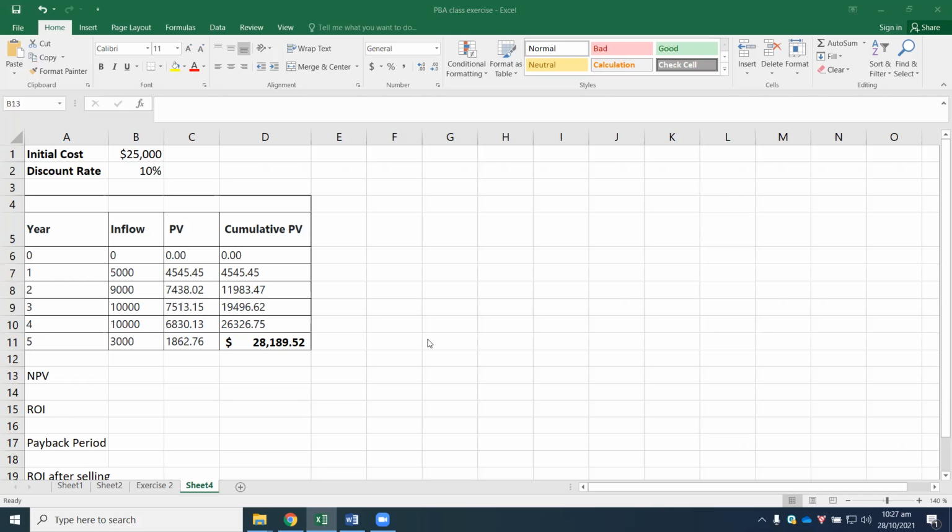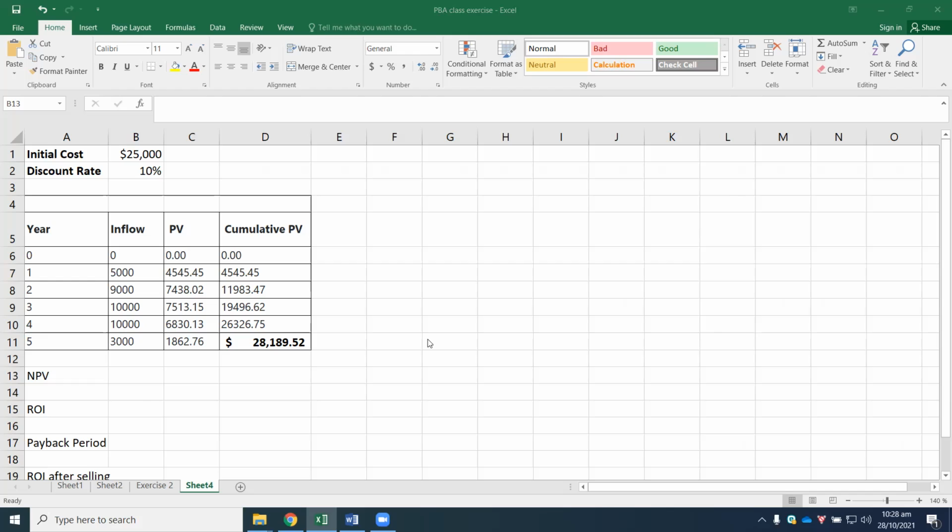So far we have very limited information on the outflow. Apart from the initial cost, there is zero information on the outflow of cash. So in calculating your net present value, the formula is inflow minus outflow. So inflow is $28,189.52 minus the initial cost. Remember, that is also outflow. Outflow is whatever money is exiting the organization. So that's $25,000.